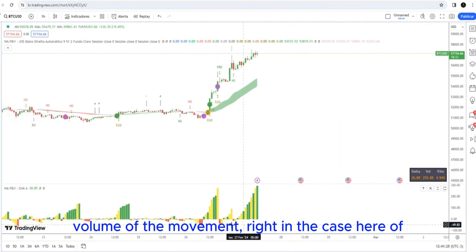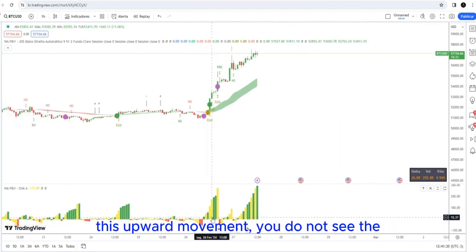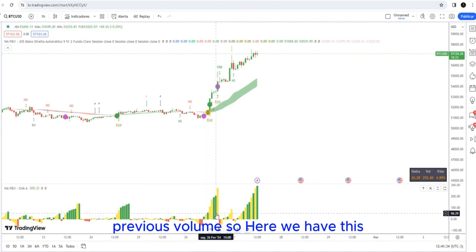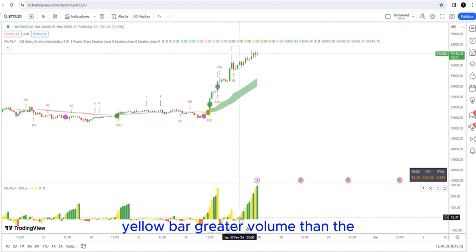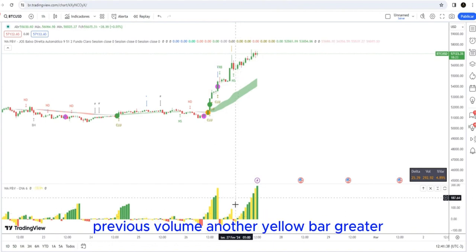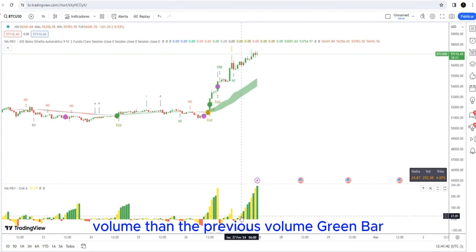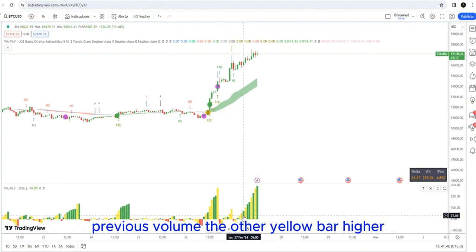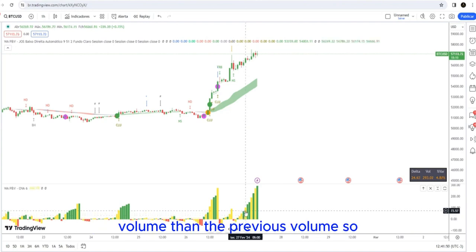Right, in the case here of this upward movement, you see the greater volume in relation to the previous volume. So here we have this yellow bar, greater volume than the previous volume, another yellow bar, greater volume than the previous volume, green bar, volume lower than the previous volume, the other yellow bar, higher volume than the previous volume. So that's it.